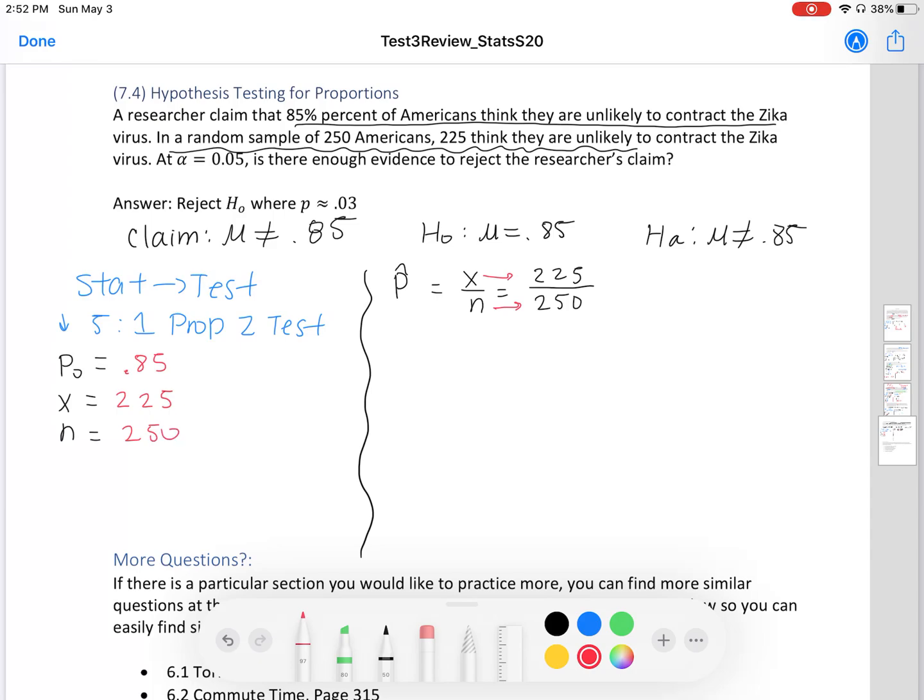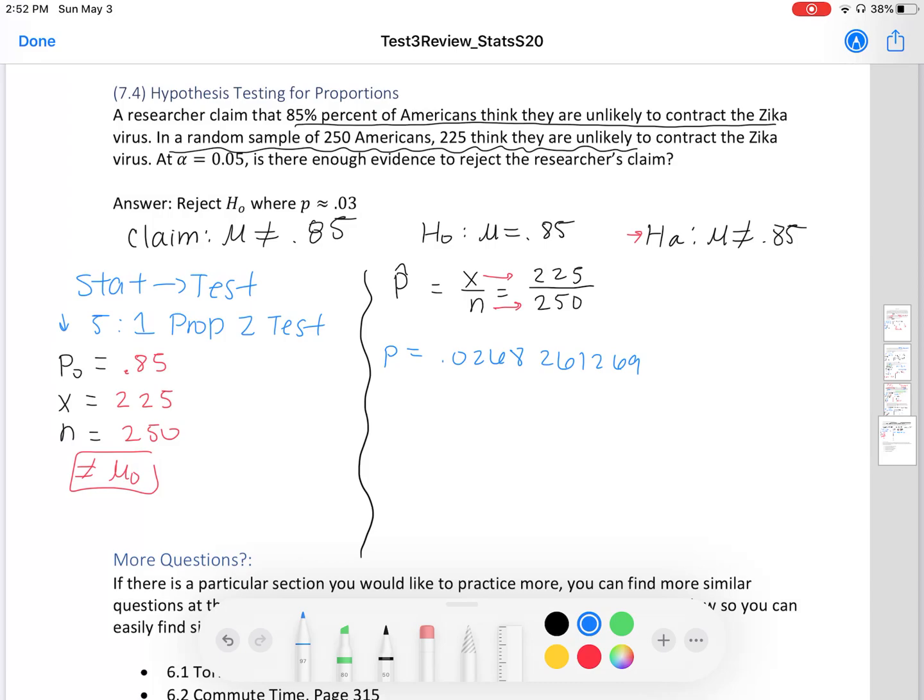Then I have to choose what kind of tail. Your HA always tells you what kind of tail. So you're going to choose the option that looks like not equal to your mean. Make sure that one's highlighted, then press calculate. Your answer is going to be p equal to 0.0268261269.